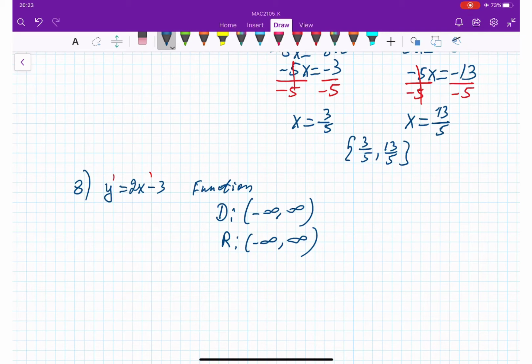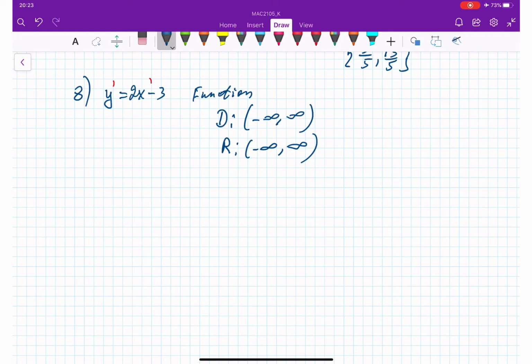Moving to the next question. Question number 9. Y is equal to 3 over x minus 4. All right, what do we need to find? Decide whether the relation is a function, and then again, identify domain and range. All right, although we have division by x, it's still degree 1, yes? X has degree 1, y has degree 1, therefore we are dealing with a function.